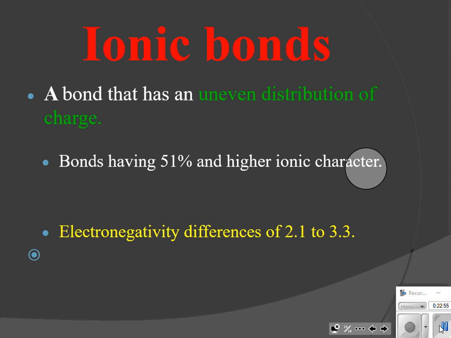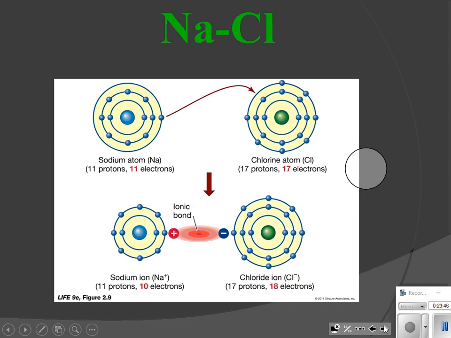Ionic bonding. Ionic bonding has uneven distribution of charge. Bonds that have 51% and higher ionic character. Makes sense. They're more than half ionic, right? 51% is more than half, so they're more than half ionic. So they have an ionic bond. The electronegativity differences range between 2.1 and 3.3. Now, let's look at these 2 right here.